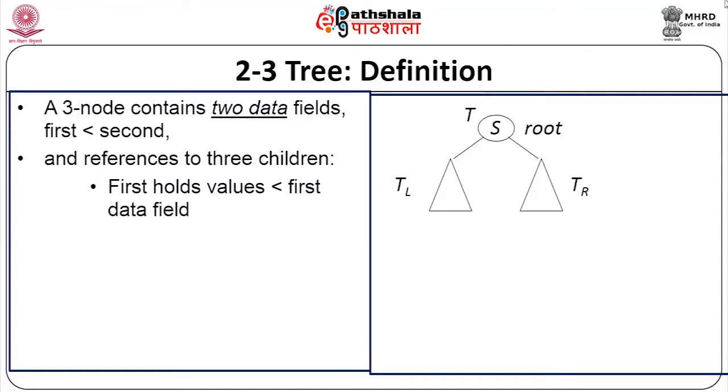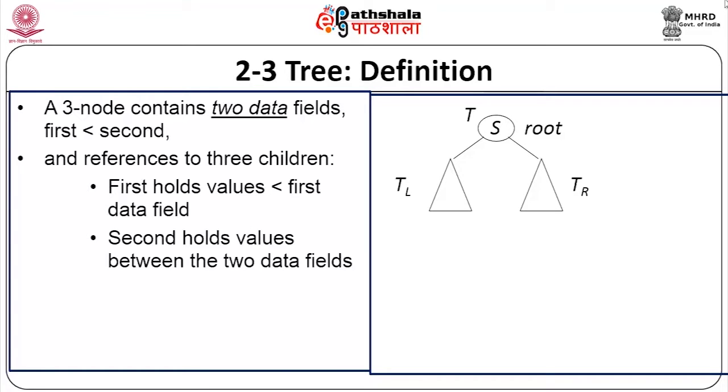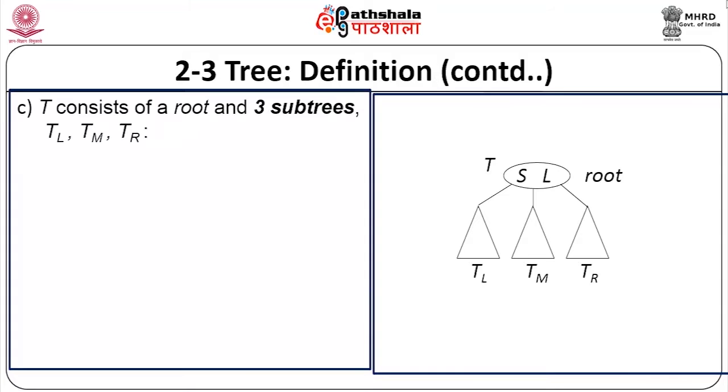Now, a 3 node contains 2 data fields. Look at this, it is an internal node with 2 data item fields. The first item is lesser than the second item, and it references 3 children. The first child, or subtree, holds values less than the first data field. The second holds values between the first and the second data field, and the third holds values greater than the second data field. If you look here, this is what we are trying to say.